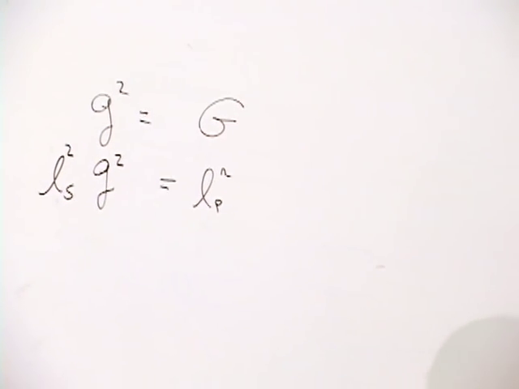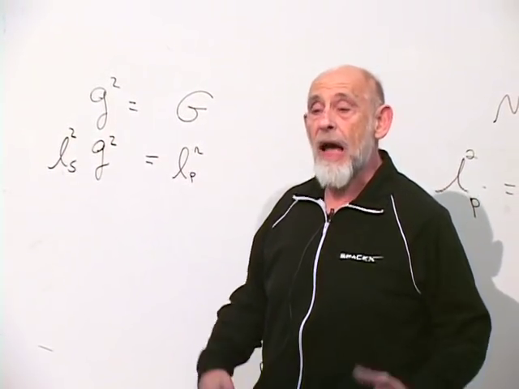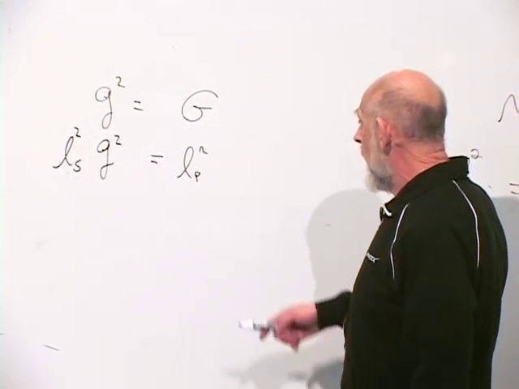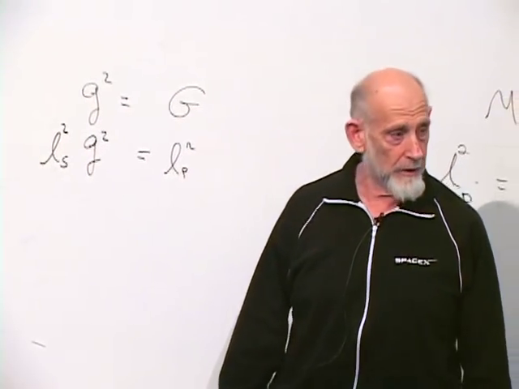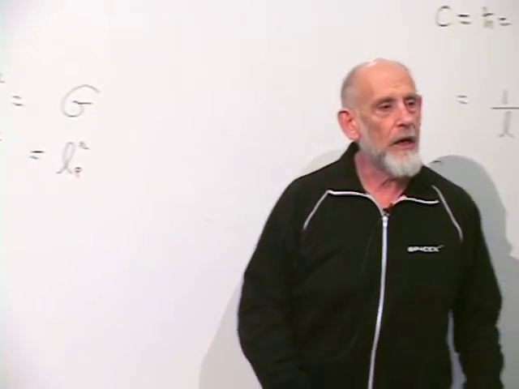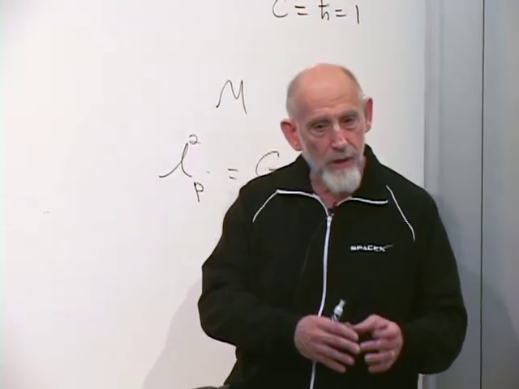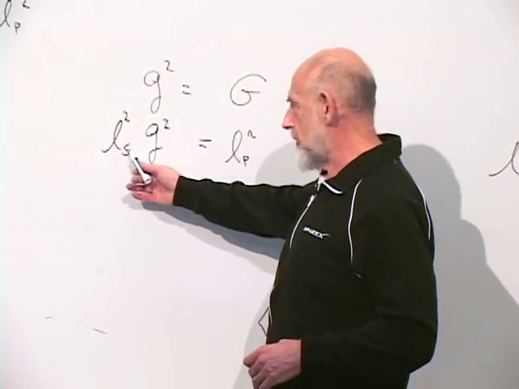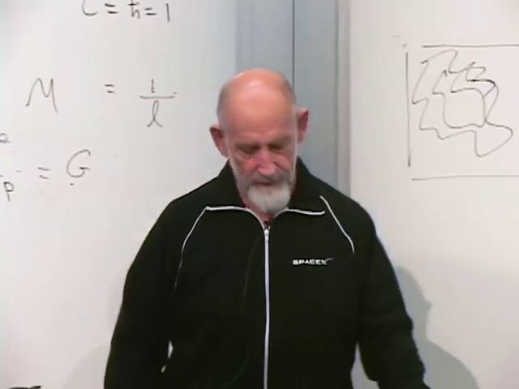That means that if little g were tiny, a tiny number, gravity would be very weak, and what it would tell us is that the Planck length was much, much smaller than the string length. So this little g which appears here can also be thought of as having to do with the relative size of the Planck length scale, the length scale that has to do with gravity, and the string length scale. In fact, we can even take the square root of this equation. Let's do so.